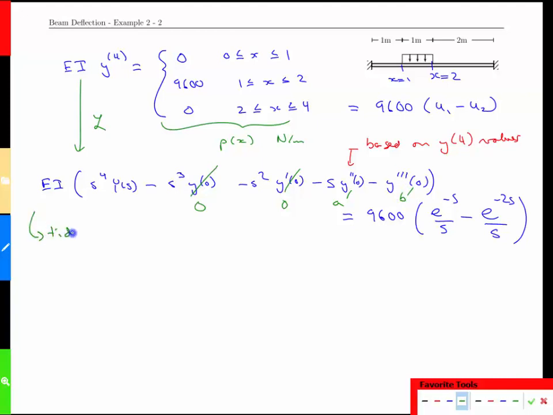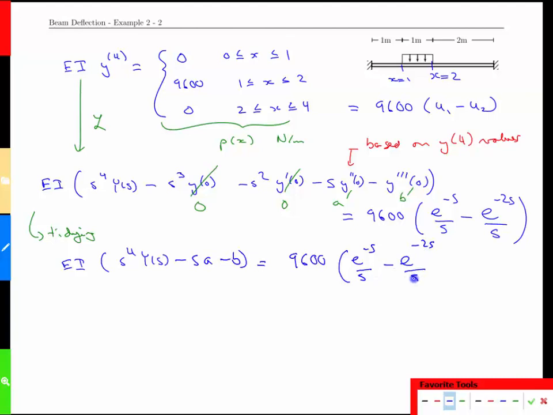Tidying up, we're going to have EI times s to the 4 Y of s, minus sA minus B, equals 9600 times e to the negative s over s minus e to the negative 2s over s. And now we want to hone in on the unknown function. What's the deformation of this beam? Well, that's y of x. What we have as an intermediate is Y of s.